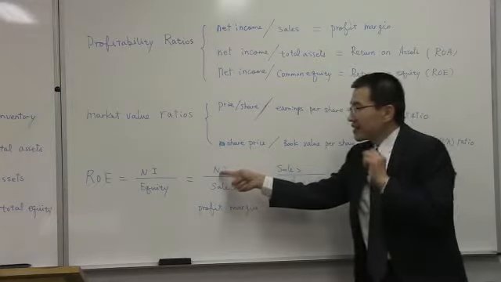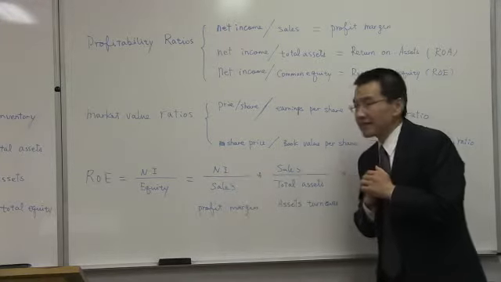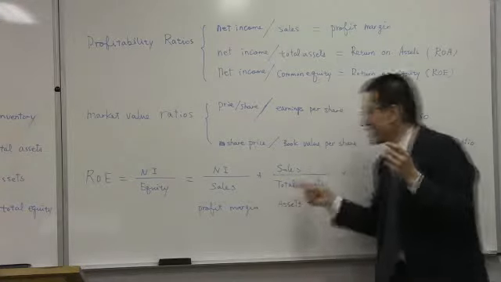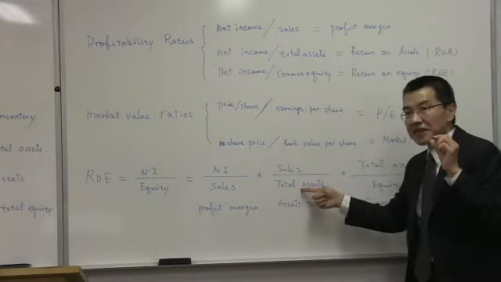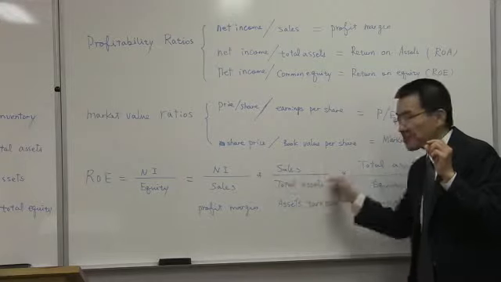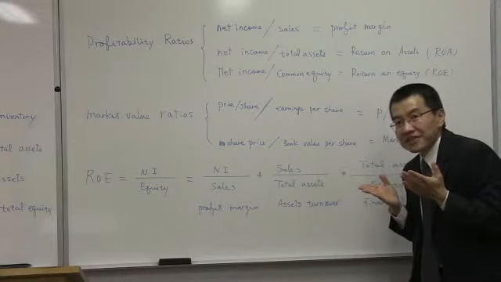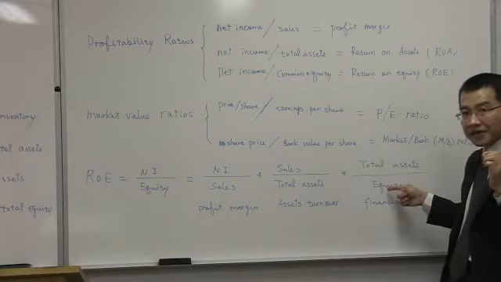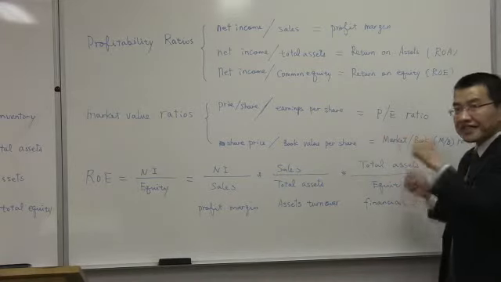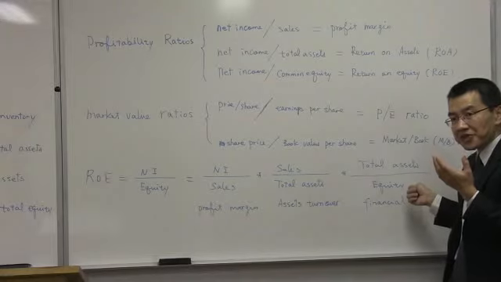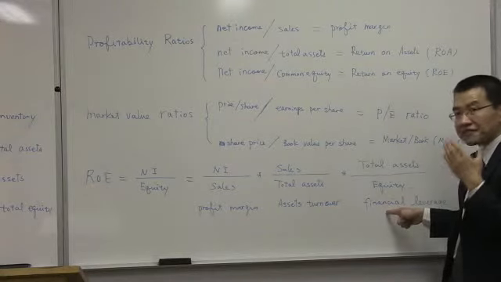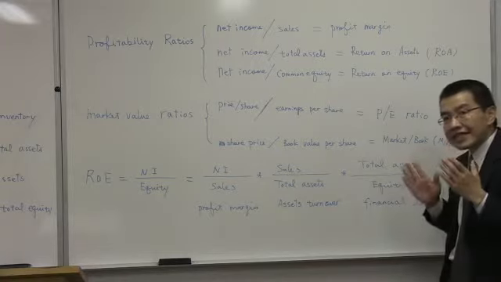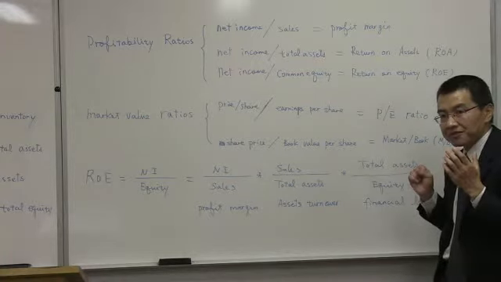So here, net income divided by sales, what's that one? That's the profit margin. And we have the sales divided by total assets. This one is the total assets turnover ratio. And the total assets divided by the equity, we just mentioned this one is related to debt ratios. We call this the financial leverage ratio. So this one tells you the company's capital structure.